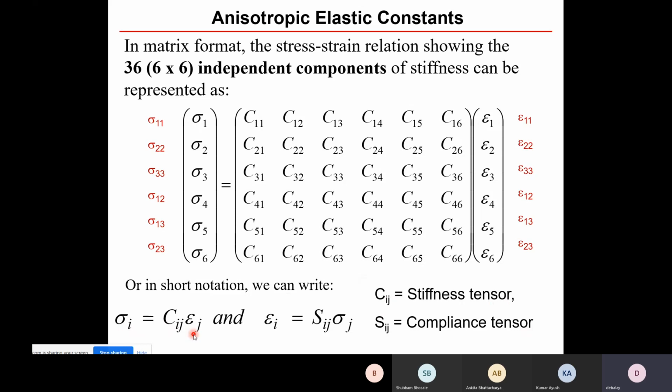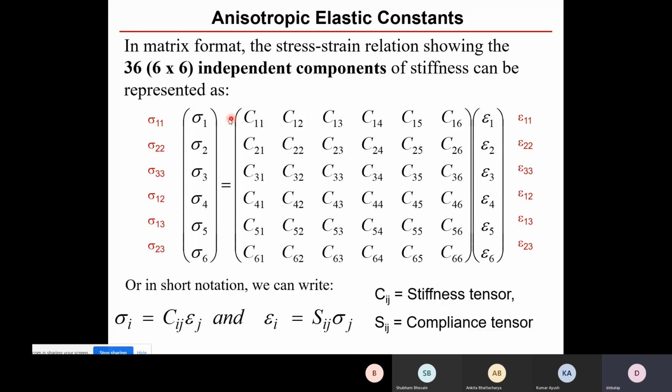So ideally there should be 81 components, but how many independent components are there? There are 6 independent strains, and that's why you need not know 81 elastic constants. So 6 values of stress have to be related to 6 values of strain.